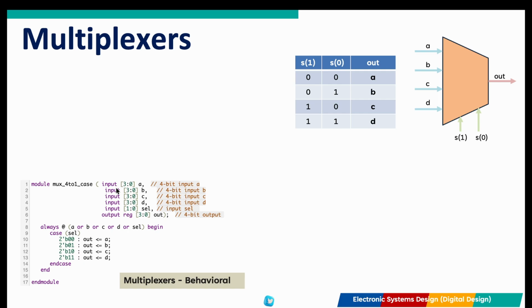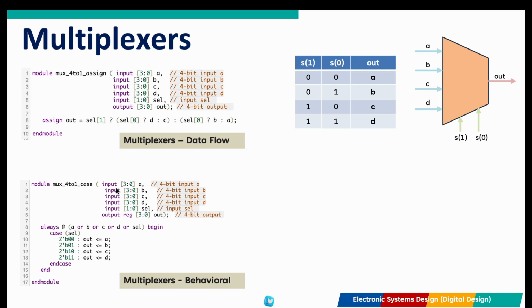Using an always block and a case statement, we describe the mux exactly like its truth table. Notice the syntax. When select is 0, 0, out is equal to A. When it is 0, 1, out is equal to B, and so on. Because we are inside a procedural block, our output must be declared as reg type. This is the cleanest way to write a mux, especially as you scale up to 8-to-1 or 16-to-1 selectors.